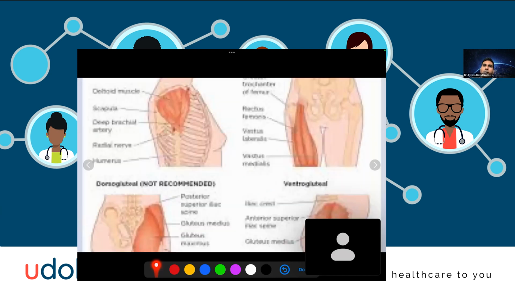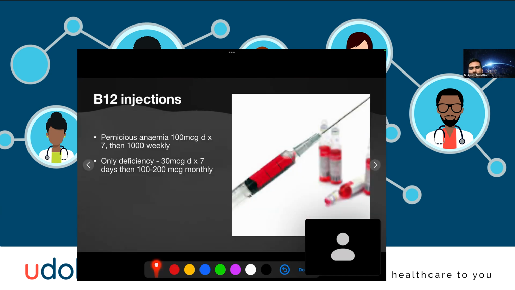The latest version is essentially an intranasal. I myself have not had any experience with the intranasal administration. There are a few products available, and with those ones, you can use it on a weekly basis. And even if you have pernicious anemia, or if there is only a vitamin B12 deficiency going on, you can still use the same dosage for both of those individuals.